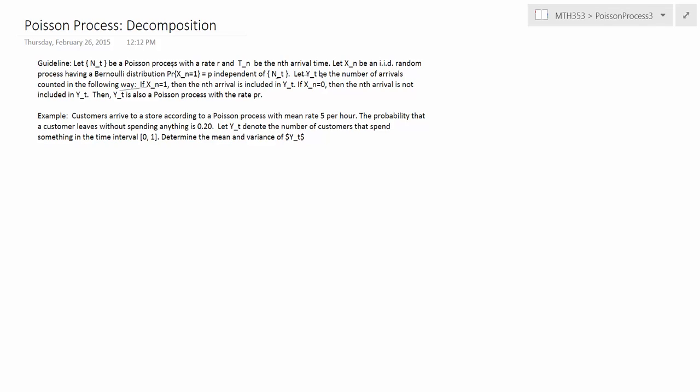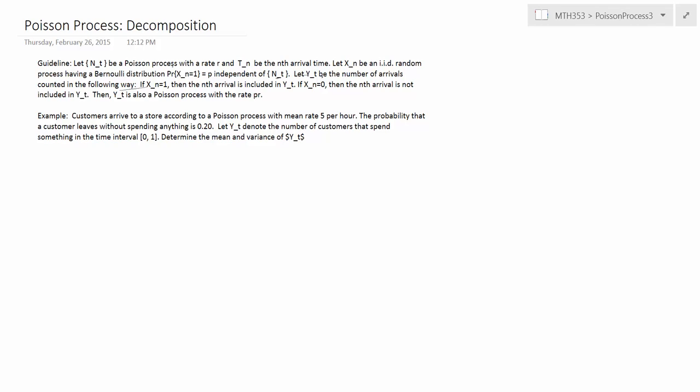Now if you think about this one, even though we are not flipping a coin, you can think about when a customer arrives, whether to spend in the store or not. It's like flipping a coin. So here 0.20 means that these 20% of customers are not going to be counted as actual spenders, or actual arrivals. So what we have here is really a decomposition of the Poisson process.